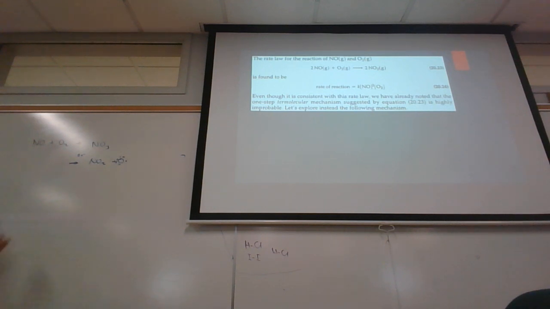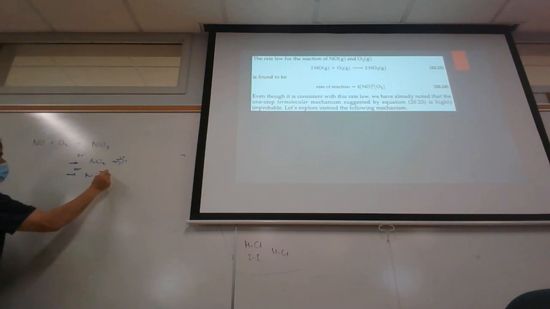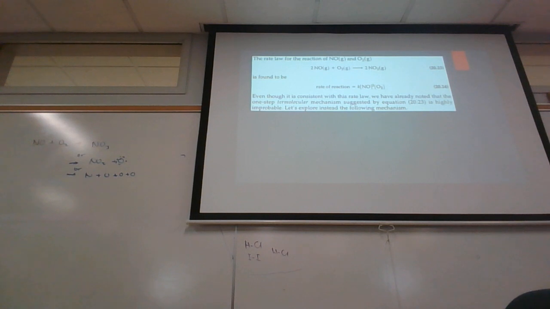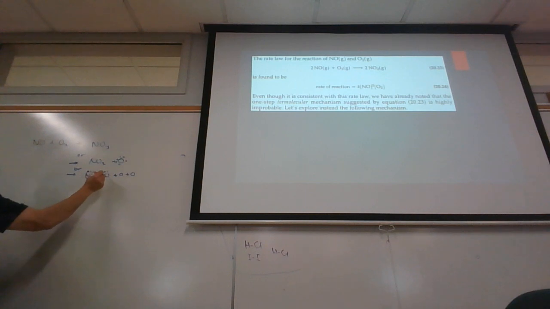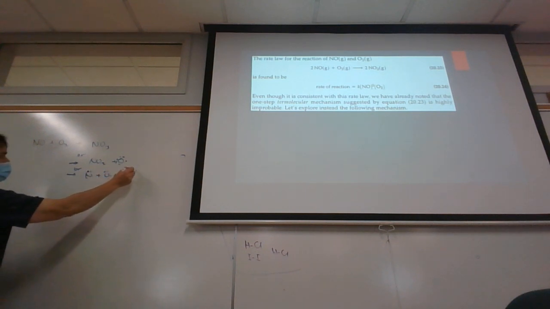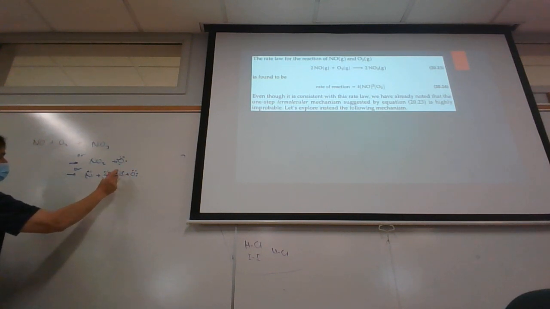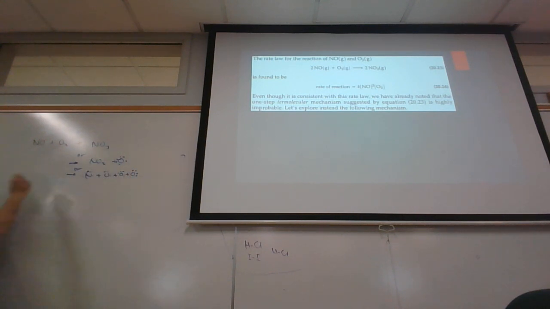What else? How about this? Somebody might propose this, an N and an O and an O and an O. Does that seem very stable to you? No. I mean, this would be ridiculously unstable. All these would be free radicals, and all these wouldn't have an octet. This would have 5 valence electrons. This would have 6 valence electrons. It would be quite unstable. So this one, let's eliminate that one.